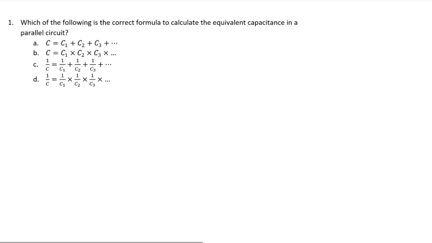The first question is asking us about capacitors in a parallel circuit. Which of the following is the correct formula to calculate the equivalent capacitance, in other words the total capacitance, in a parallel circuit? Is the equivalent capacitance simply equal to the sum of each individual capacitance? Is it equal to the product of each individual capacitance? Is the inverse of the equivalent capacitance equal to the inverse sum of each individual capacitance? Or finally, is it equal to the product of the inverse of each individual capacitance?